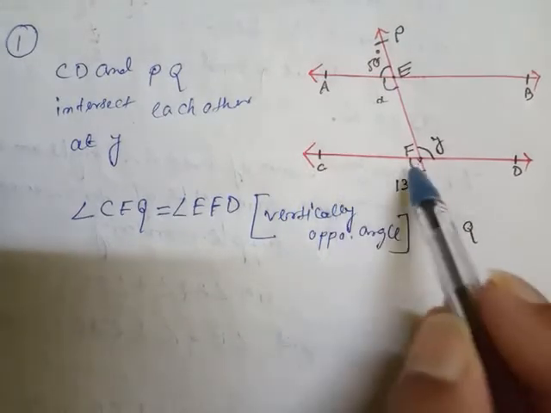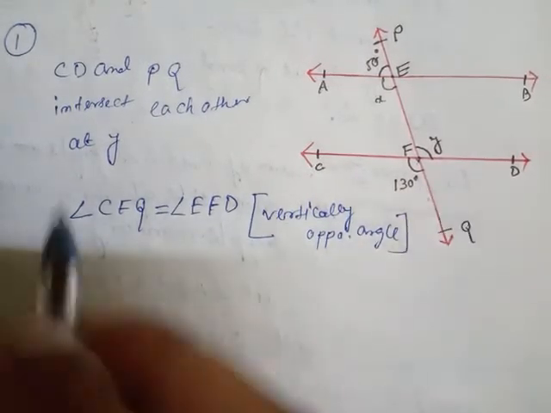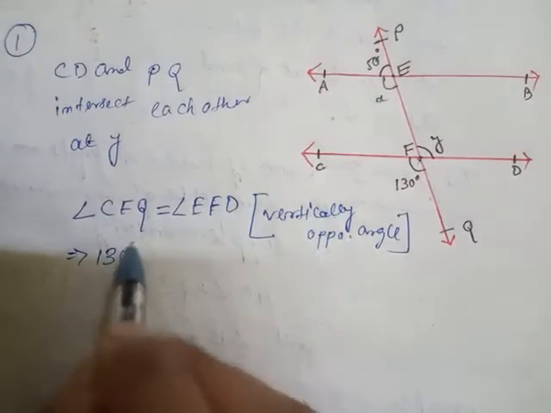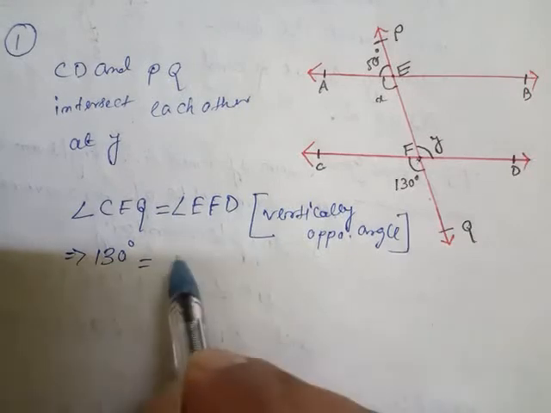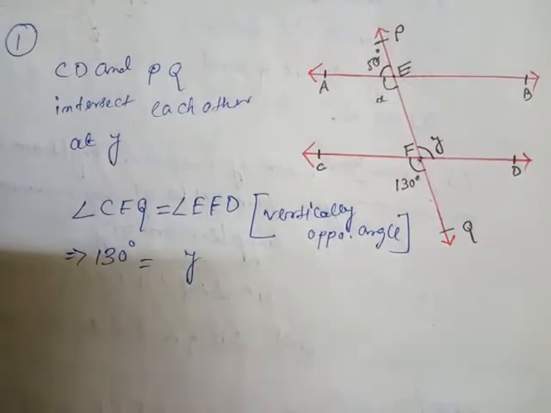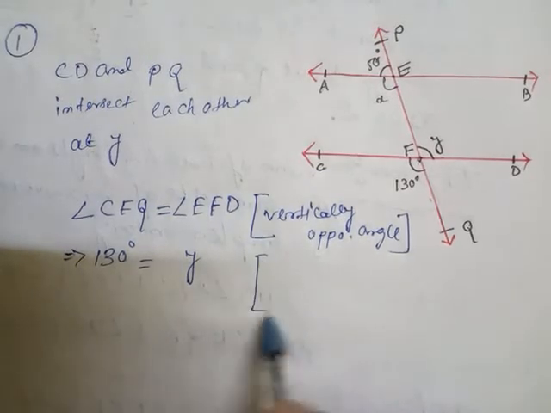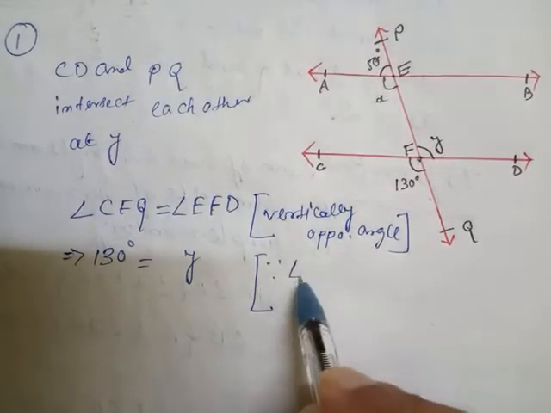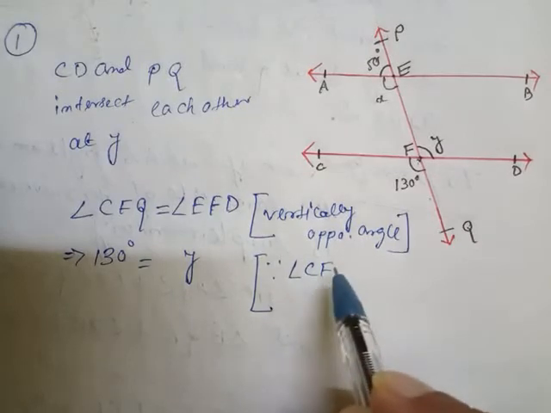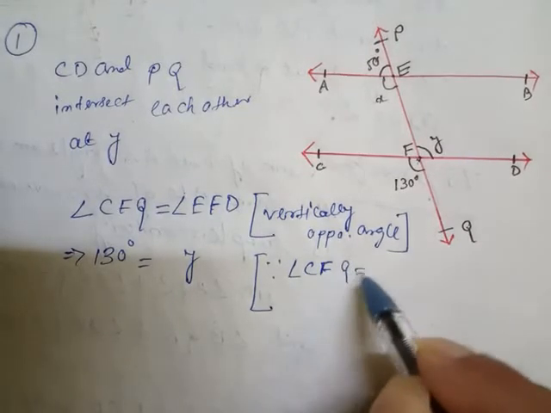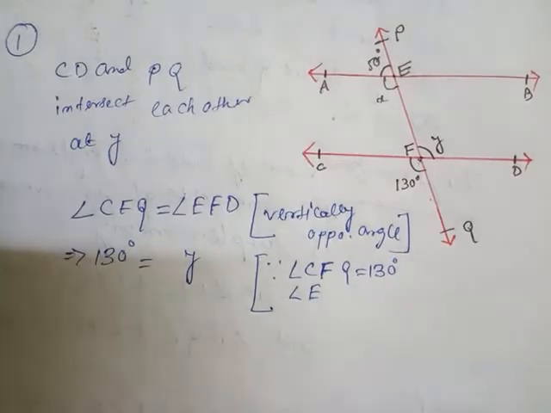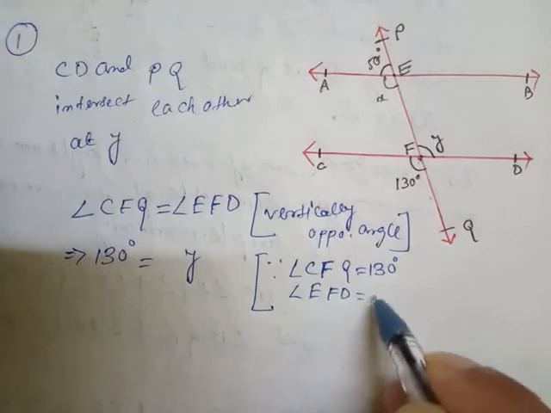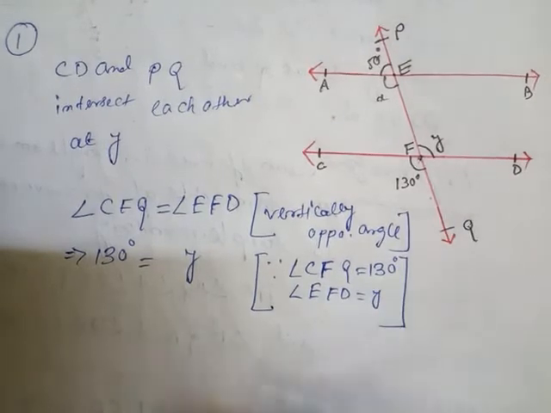Now look, what is the value of CFQ? 130 degrees. So we'll write down here 130 degrees, and the value of EFD is y. So we'll write down here y. So y is equal to 130 degrees. First one is over. We'll write down the reason: since angle CFQ is equal to 130 degrees, and angle EFD is equal to y. So the first one is over.